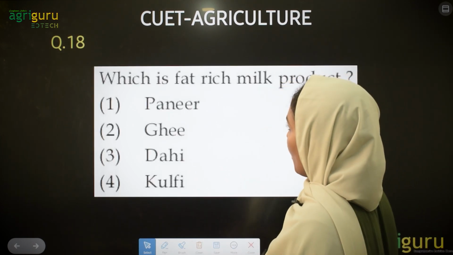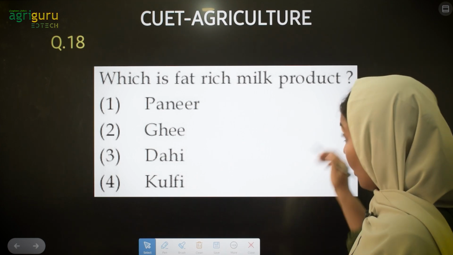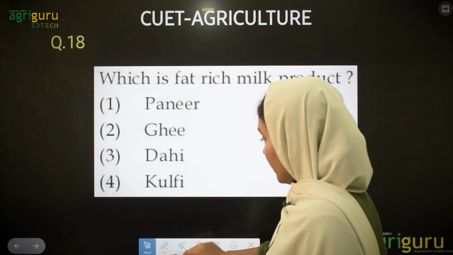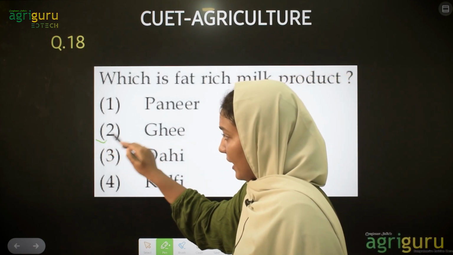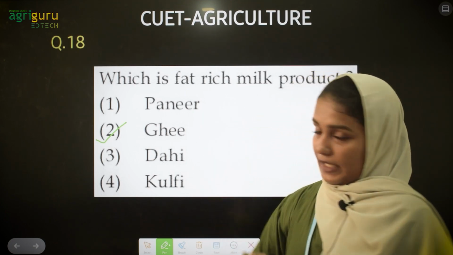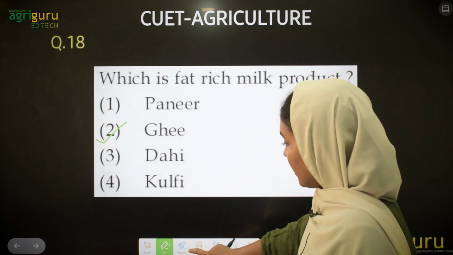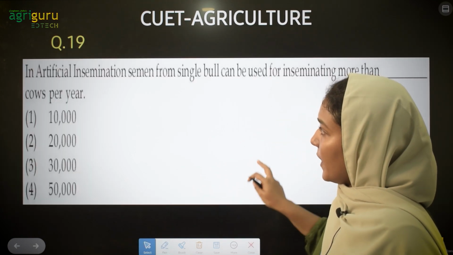Question number 18. Which is a fat-rich milk product from the following? Paneer, ghee, dahi, kulfi. Of course, ghee is the right answer. All others do not have as much fat as ghee. Okay. Therefore, the right answer is option number 2, that is ghee. Next question.